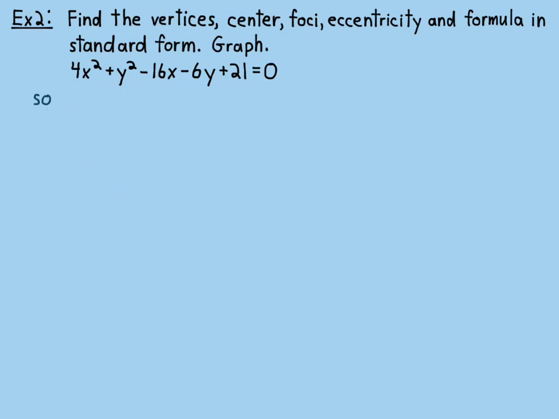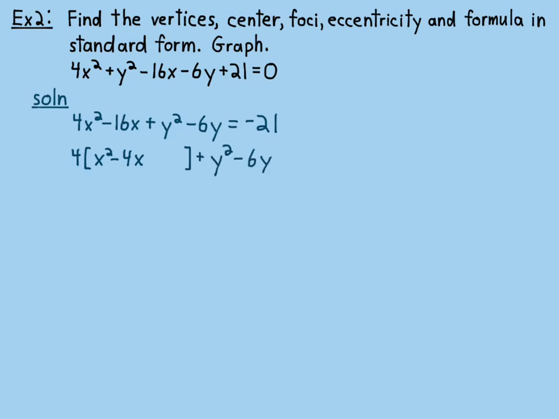Okay, so the first thing I need to do is put the x terms together and put the y terms together. So I rewrote this as 4x squared minus 16x plus y squared minus 6y equals negative 21. I put the 21 on the right just to get it out of the way. I'm going to have to complete the square on the x's and the y's.